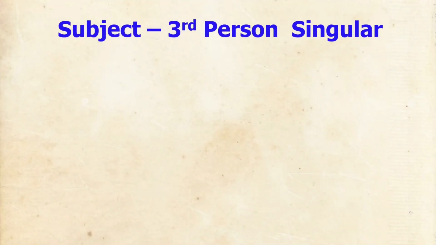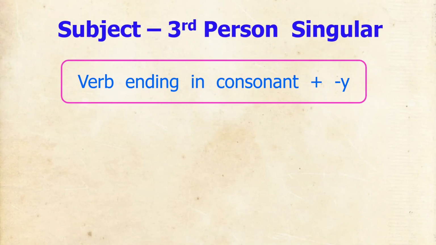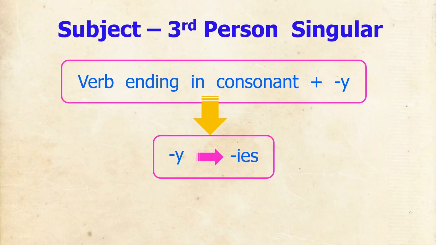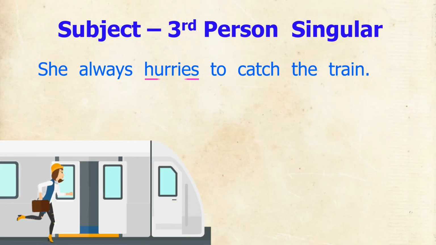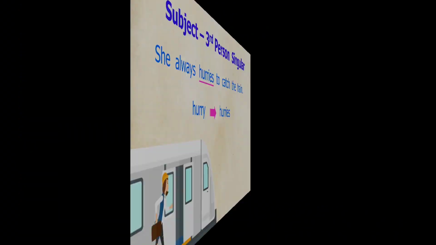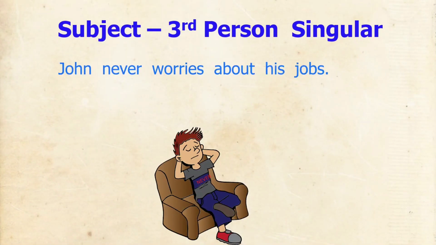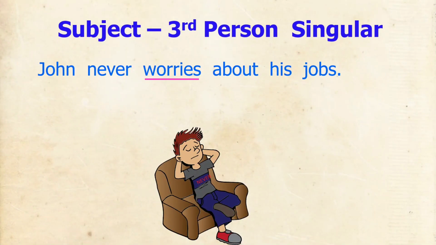If the verb ends in a consonant and y, we change the y to ies. Let's see some examples. She always hurries to catch the train. Hurry becomes hurries. Another example. John never worries about his jobs. Worry becomes worries.